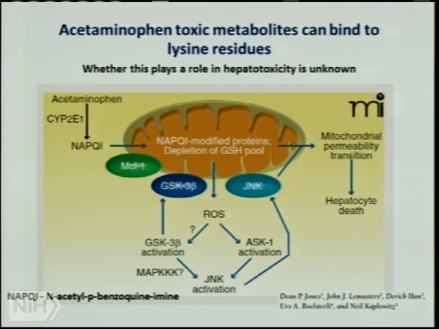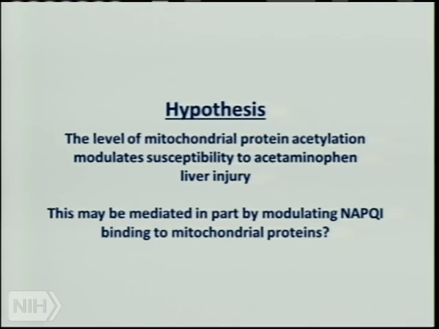And so it's recognized that NAPQI is a toxic metabolite, and it's been shown to bind to lysine residues. So from that, we hypothesized: could the level of mitochondrial protein acetylation modulate susceptibility to acetaminophen liver injury? And could this be mediated in part by modulating NAPQI binding to mitochondrial proteins?